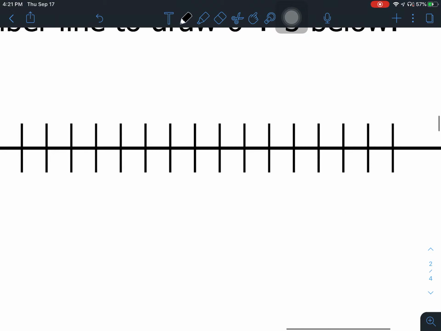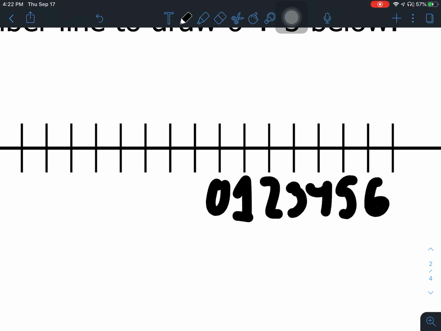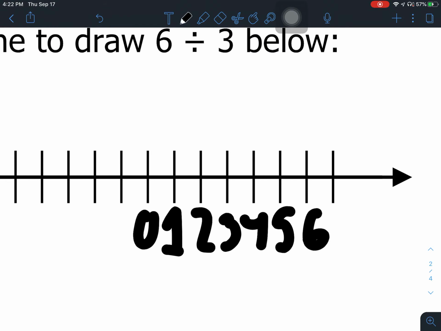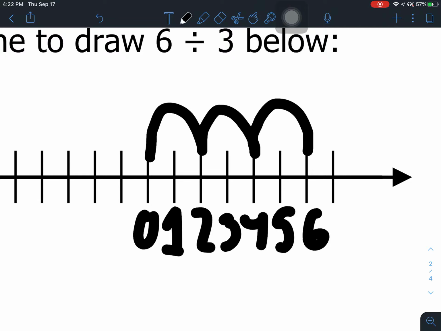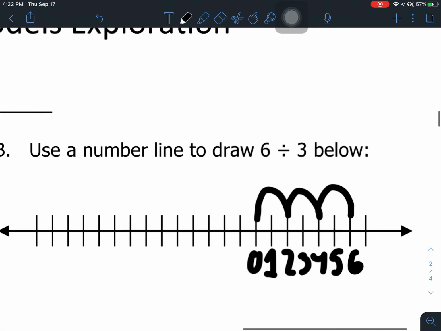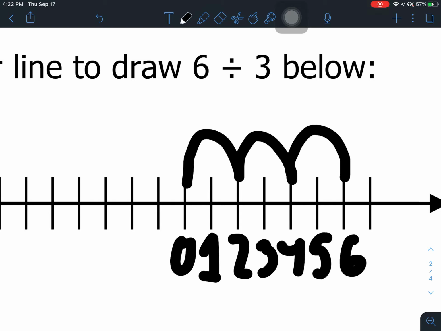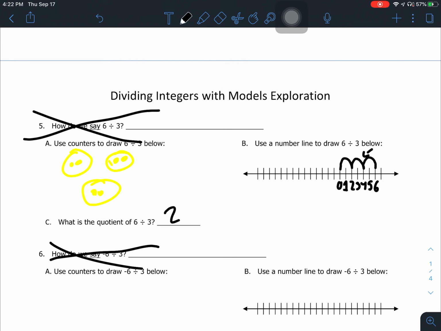But we have to use the number line version first. 0, 1, 2, 3, 4, 5, 6. We know it's 2, right? So let's move it 3 times. Just pretend that it's going back. The 6 divided by 3 is going back. We use the camelbacks. I like to call these camelbacks, back 3 times, and in between those humps we left a space of 2. So that helps us find out our answer is 2 for 6 divided by 3.